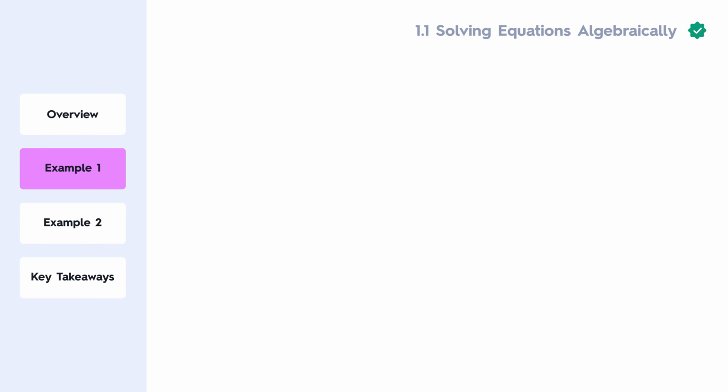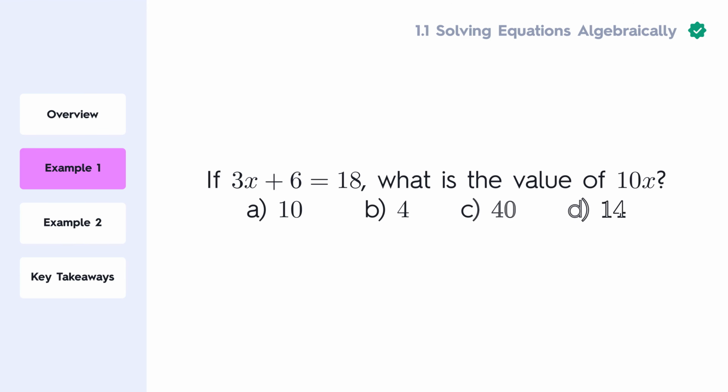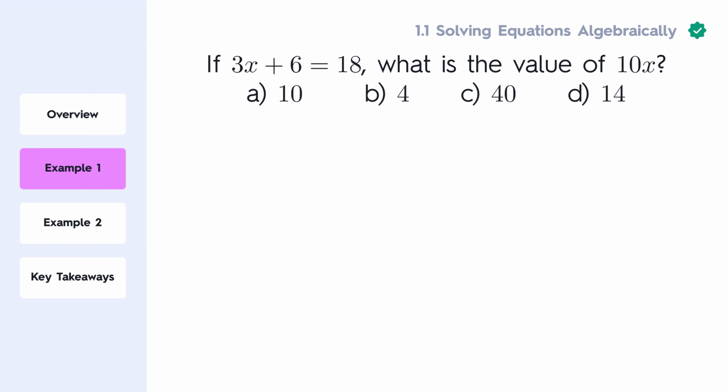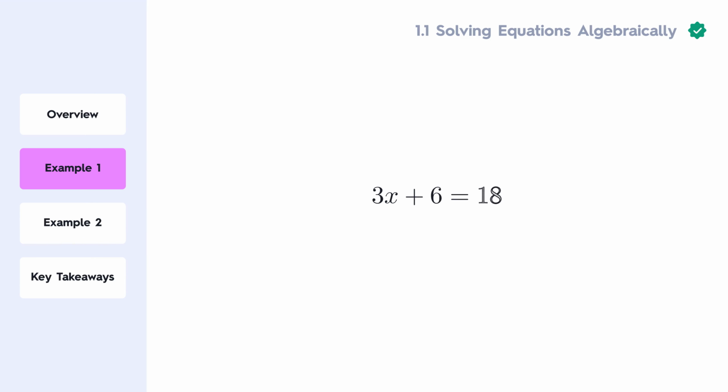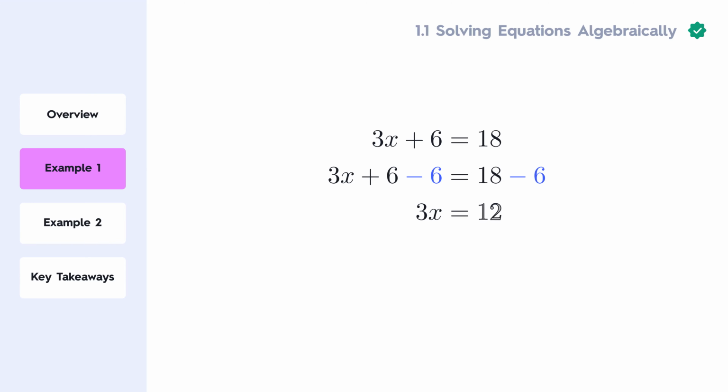We have the following problem: if 3x plus 6 is equal to 18, what is the value of 10x? Our strategy here will be to first solve this equation by isolating x. By subtracting 6 from each side, we have that 3x is equal to 12. Then dividing both sides by 3, we finally obtain that x is equal to 4.